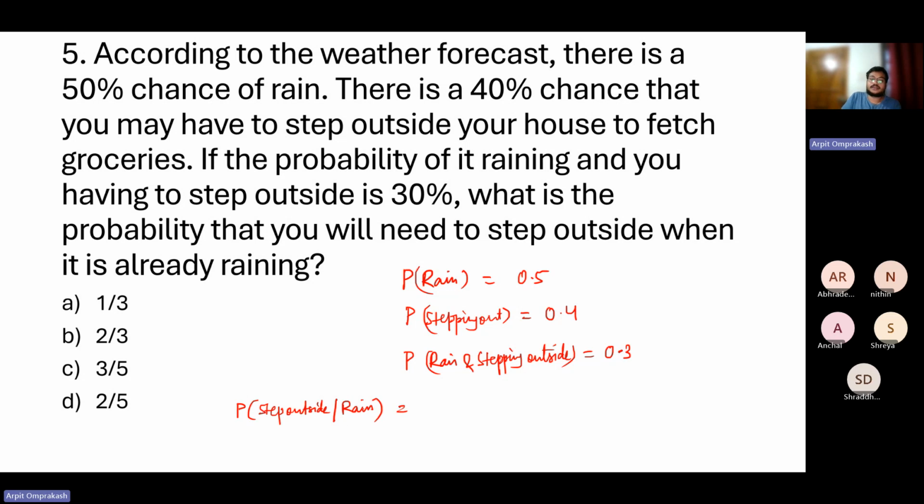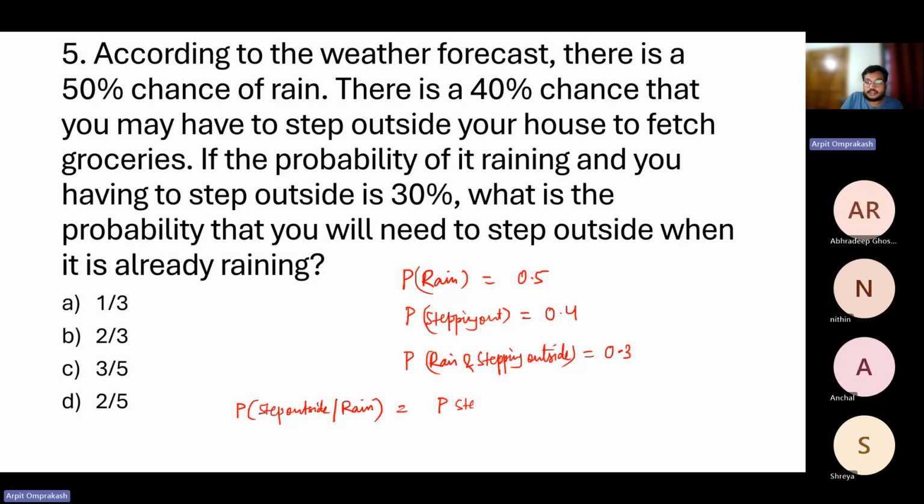So again, this is a direct formula. What we have is the probability that you are stepping outside and it is raining, divided by the probability that it is raining. So this is 0.3 divided by 0.5, which is 3 by 5. So the answer here would be option C, 3 by 5.